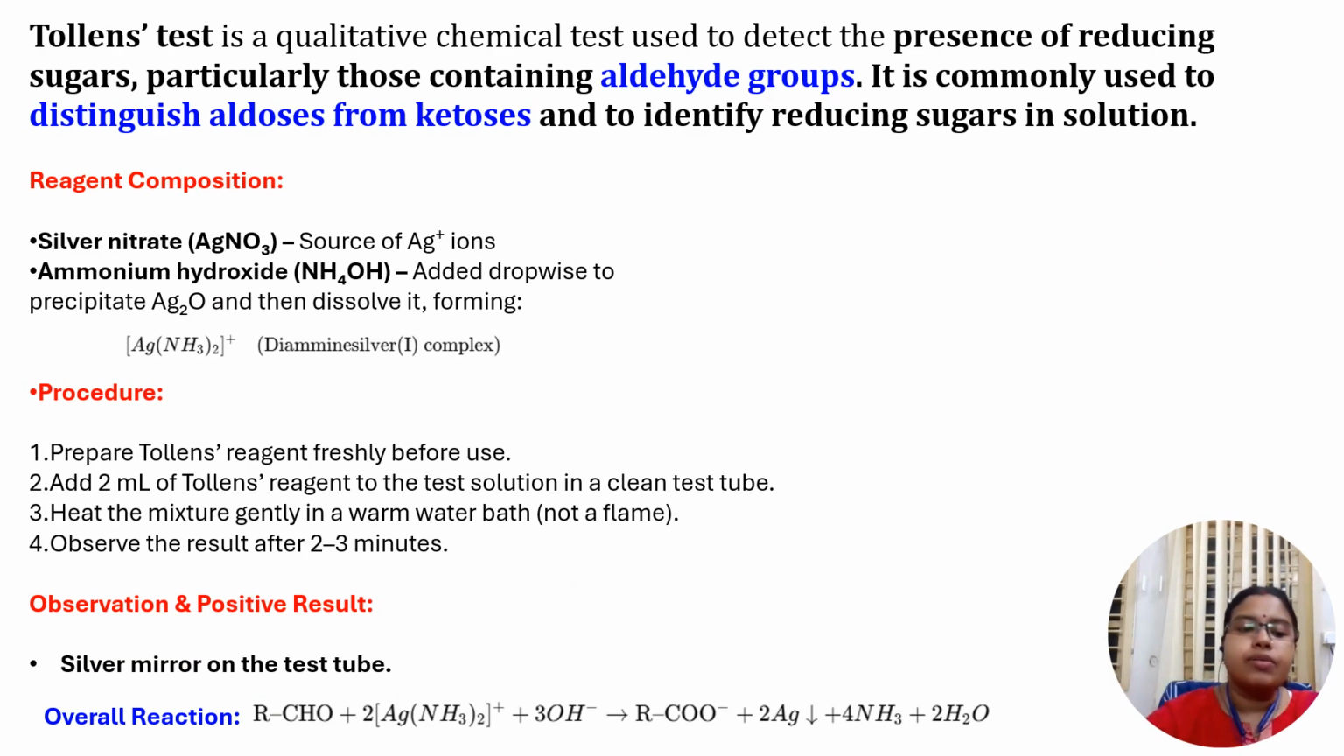Next, the Tollens test. The Tollens test is a qualitative chemical test used to detect the presence of the reducing sugar, particularly those containing the aldehyde group. So we can distinguish between the aldose and ketose, and also identify the reducing sugar in the solution by the Tollens test, because the Benedict test and the Fehling's test both will give the positive result for the aldose and ketose. So if we try to further distinguish between the aldose and ketose, then we can try with the Tollens test.